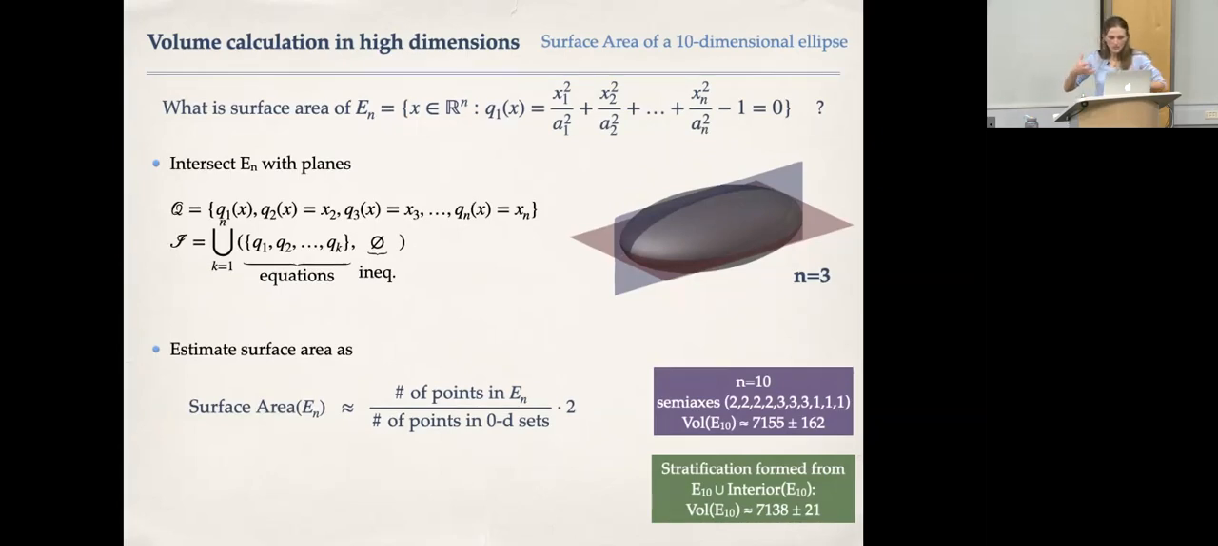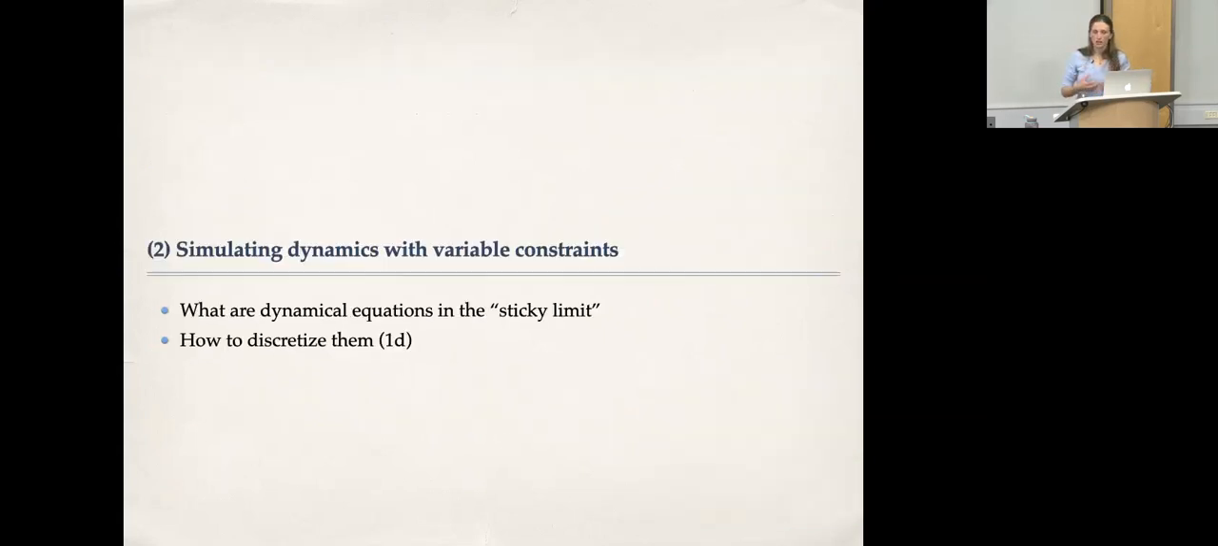And so if I sample this stratification, and then I count how many points are on the surface of my ellipse divided by how many points were in my 0 dimensional sets, and I multiply that by 2, then I can estimate the surface area of the ellipse. So we can use this method to do geometrical calculations as well. You could form a better stratification just by looking at the ellipsoid and its interior, because you know the volume of the interior. But in general, you don't know the volume of a high dimensional space either. OK, so that's what I wanted to say about Monte Carlo methods.